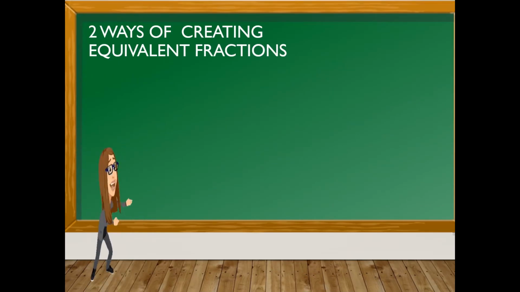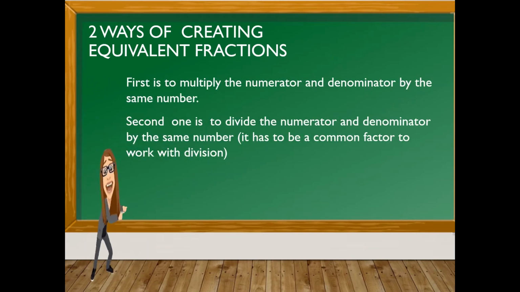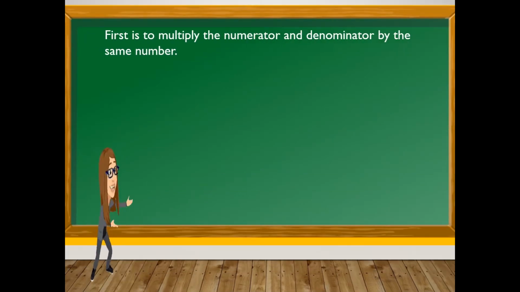There are two ways of creating equivalent fractions. First is to multiply the numerator and denominator by the same number. Second one is to divide the numerator and denominator by the same number. It has to be a common factor to work with division. First is to multiply the numerator and denominator by the same number.